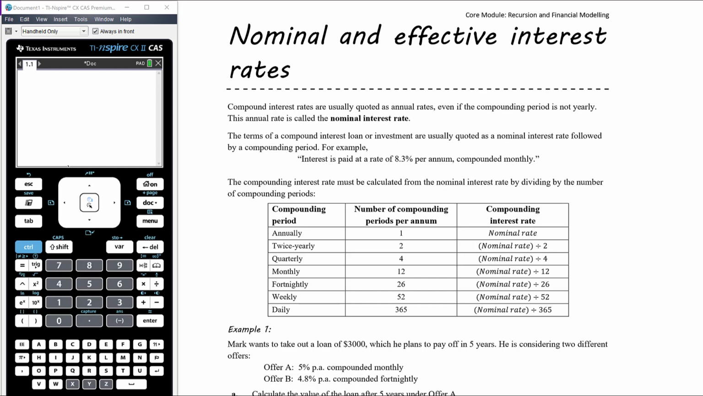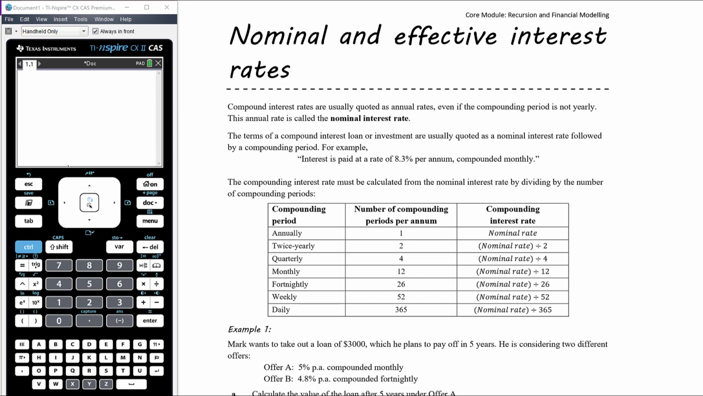So this is the last section of Chapter 8 in the Cambridge textbook. So we want to look here at the idea of nominal versus effective interest rates. So compound interest rates are usually quoted as annual rates. In fact, I would say pretty much always quoted as annual rates, even if the compounding period isn't yearly.